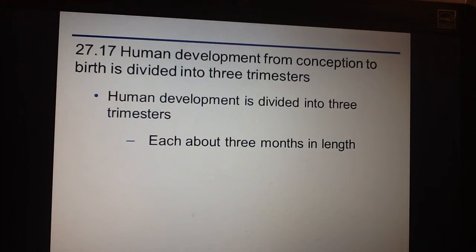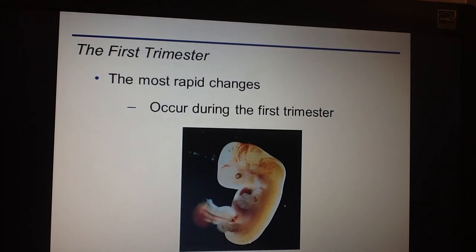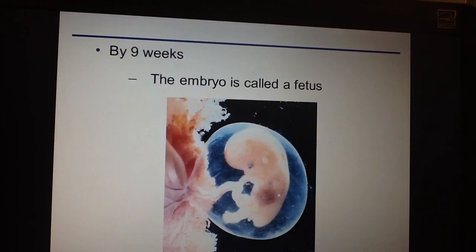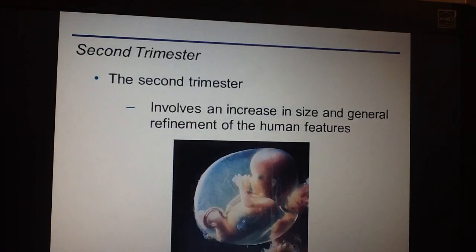Now, one of the big things is that the gestation period for humans is divided into 3 different trimesters: trimester 1, 2, and 3. The first trimester is where there are rapid changes occurring. We have a lot of development. The limbs, the brain, the eyes, the blood system all start to develop. By 9 weeks, we no longer call the embryo an embryo, we call it a fetus.